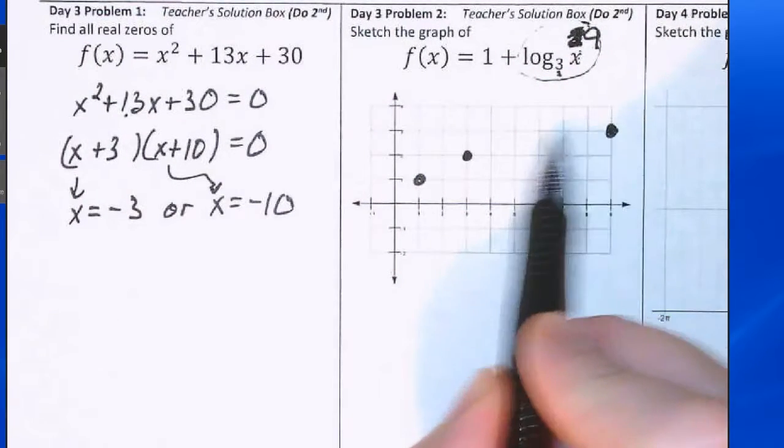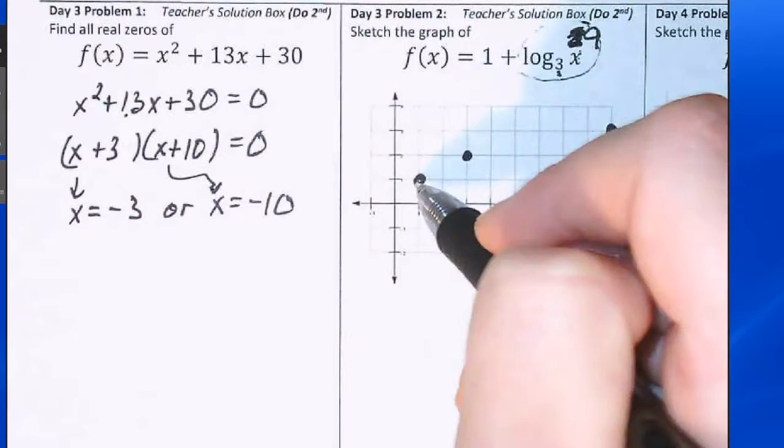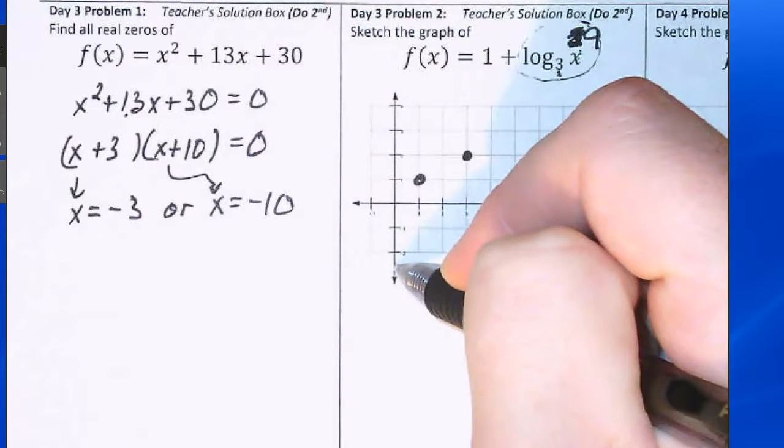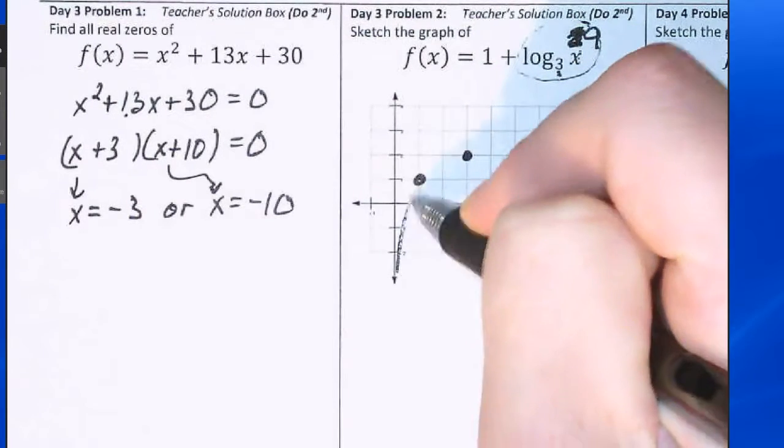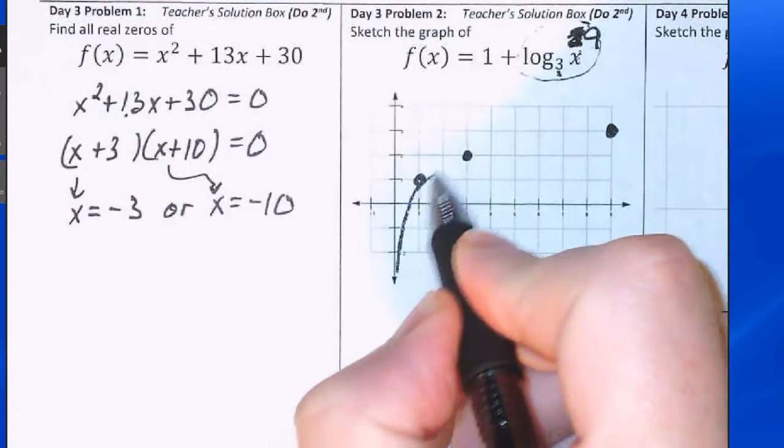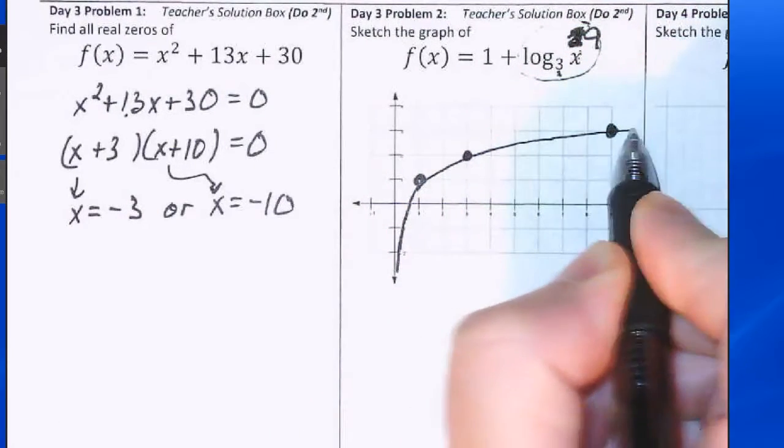When we sketch the log function in, we want to draw up close to the y-axis without touching the y-axis. Something like this.